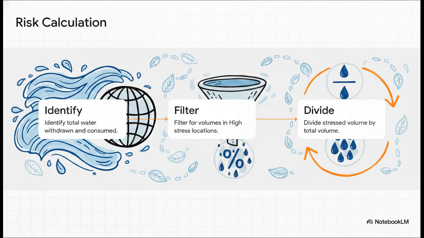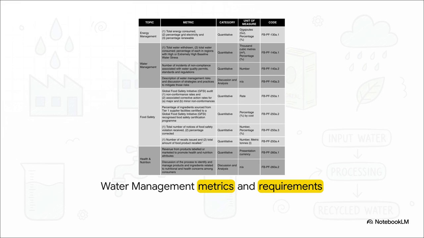Because think about it, if 90% of your water comes from an extremely high stress zone, investors immediately know your operations carry massive environmental and financial risk. And this brilliantly illustrates the exact output required by the standard. When you dig into the water management metrics for code FB-PF-140a.1, you see this specific requirement: total water withdrawn, total water consumed, and the percentage of each in regions with high or extremely high baseline water stress. By checking this one simple reporting line, anyone can instantly grasp a company's true exposure to global water shortages.